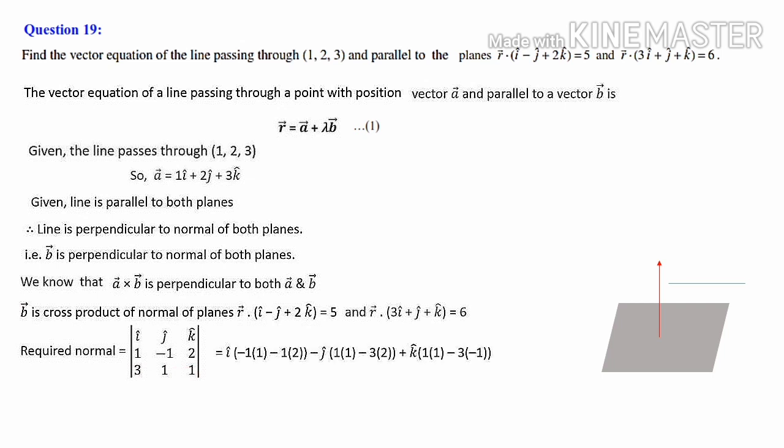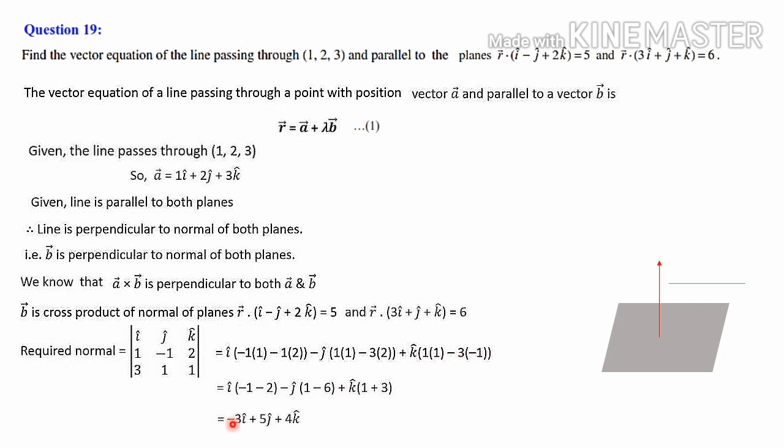Then when we calculate the value: i cap into (minus 1 into 1, minus 1 into 2) — that row and column is gone — minus j cap into (1 into 1, minus 3 into 2), plus k cap into (1 into 1, minus 1 into 3). That is equal to i cap into (minus 1 minus 2), then (1 minus 6), then (1 plus 3).